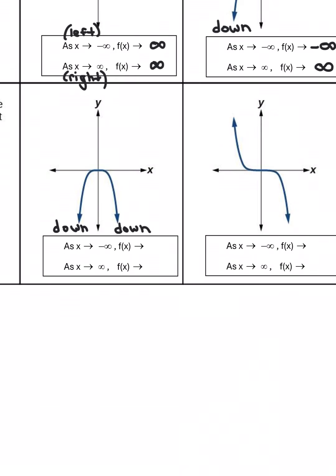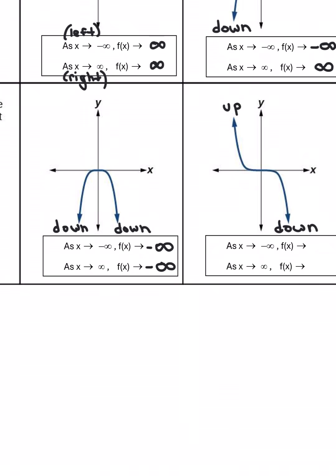Okay, let's see how you did. So if we look at this one, look, this is pointing down, this is pointing down. So as we go to the left on our graph, here's the left side, it's pointing down. So that means the y values are approaching negative infinity. As we look to the right on our graph, here's the right. Look, that's also pointing down. So the y values will also be approaching negative infinity.